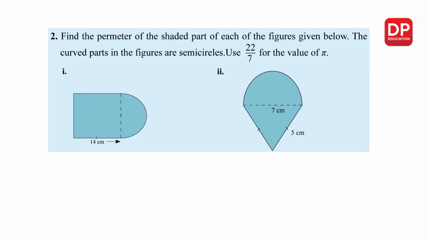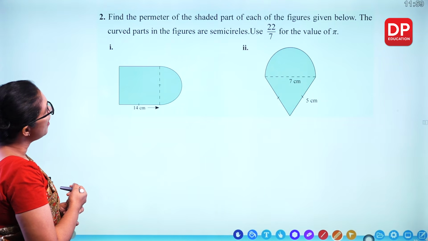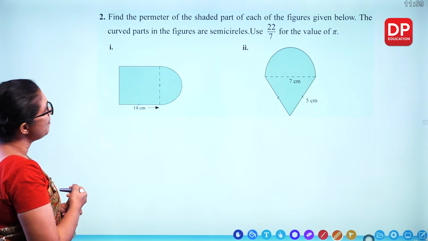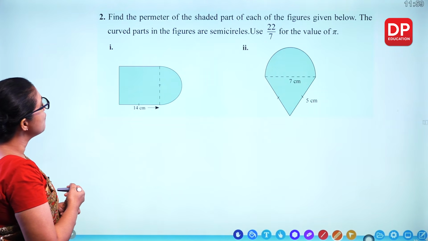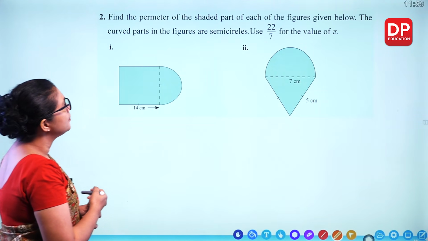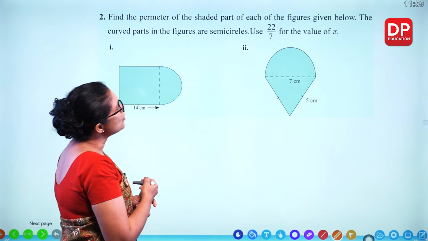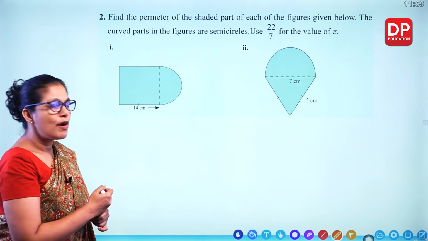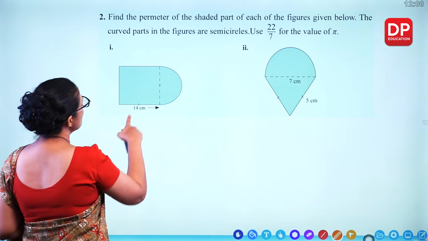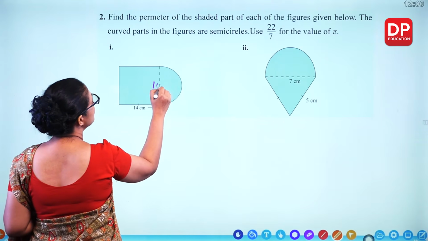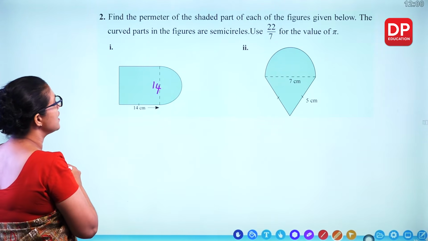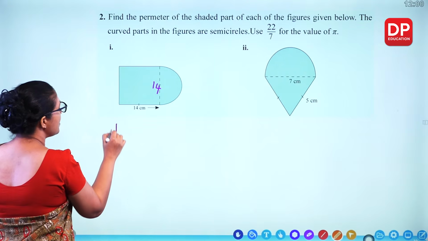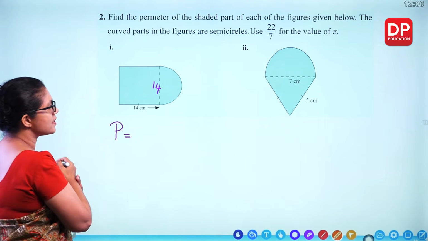Question number 2. Find the perimeter of the shaded part of each of the figures given below. The curved parts in the figures are semicircles. Use 22 over 7 for the value of pi. This is a square. So this is 14. That means diameter is 14. So what's the perimeter? I can write at once.